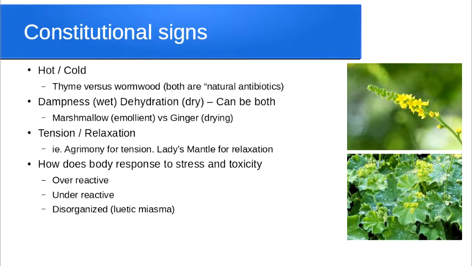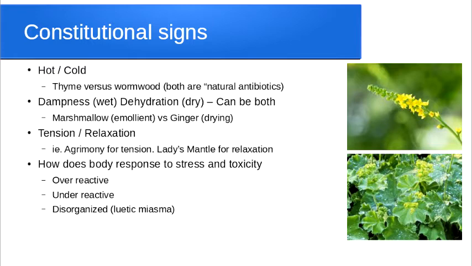Thyme, if given to someone who has a hot constitution, may not work that well. That's not what it's good for, because these are not real antibiotics. It's not like you're taking amoxicillin. These are complex medicinals with many different constituents, and they need to be matched up with the right person constitutionally. And that's the difference between seeing someone who's trained in herbalism and just going to a health food store and buying some candida supplement.